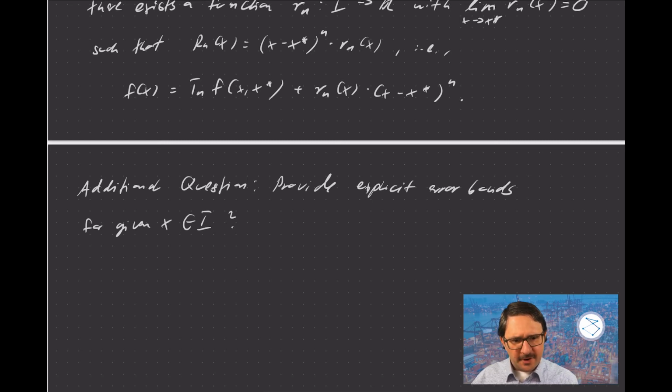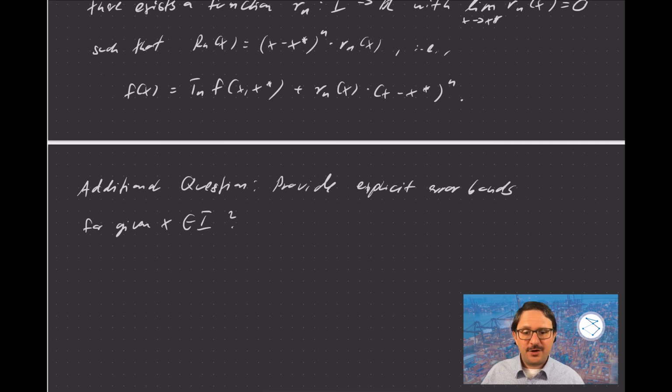to provide possibly explicit error bounds for a given x in I. And there is a theorem that does at least part of that. Let's say it gives us a way of providing these explicit bounds, or at least getting a bound on these explicit bounds that can be useful for computing Taylor approximations.